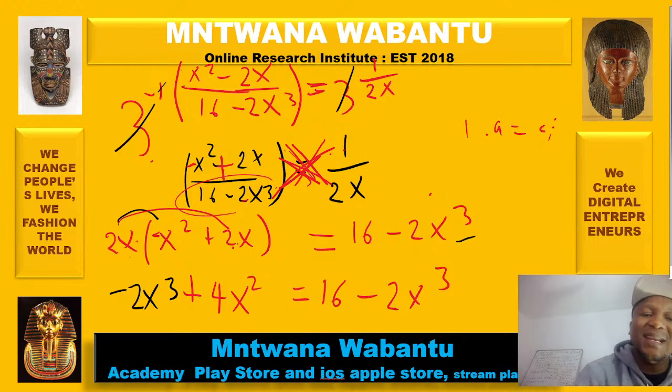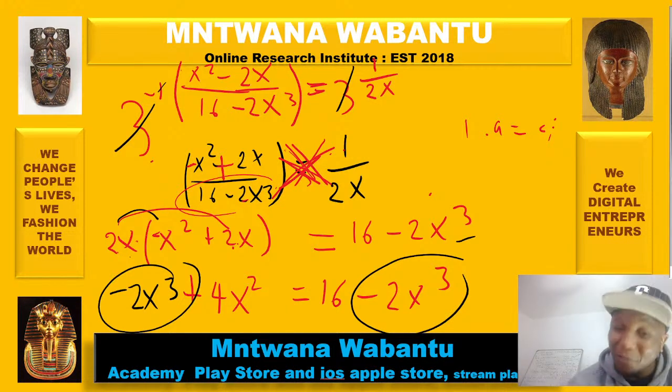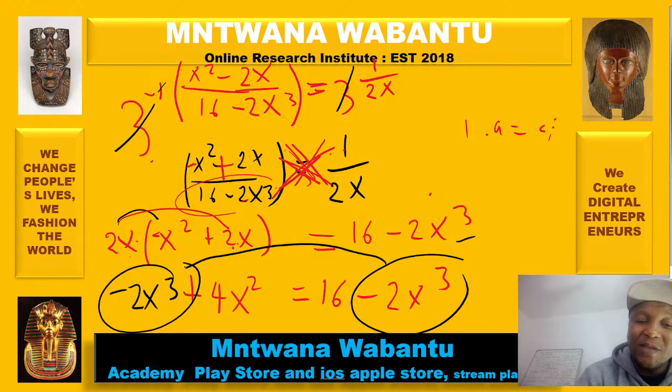So now the like terms must be on one side. This and this must be on one side. Oh, 0. Then how are we going to solve? Oh, we're going to see. I was like, oh my God, no more x. But we have more x. Don't worry about it. I'm going to take all this to the left.